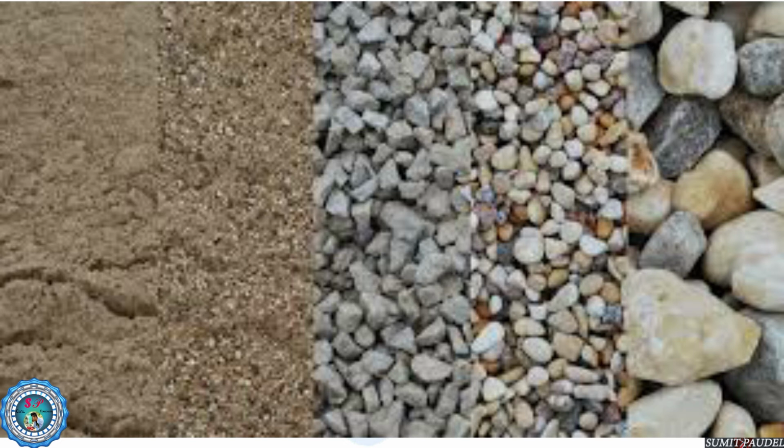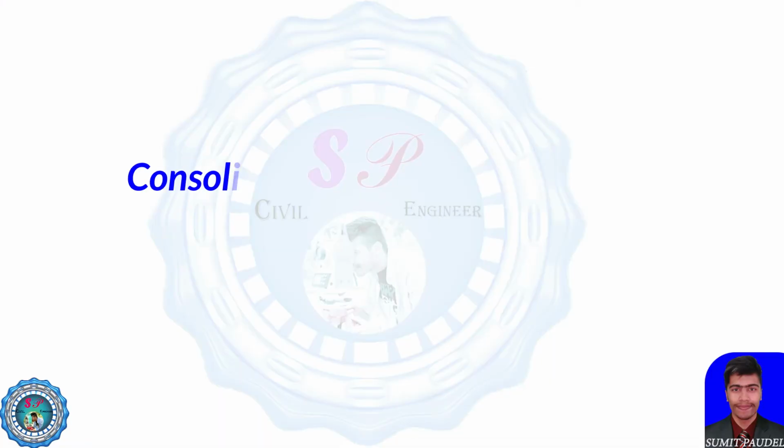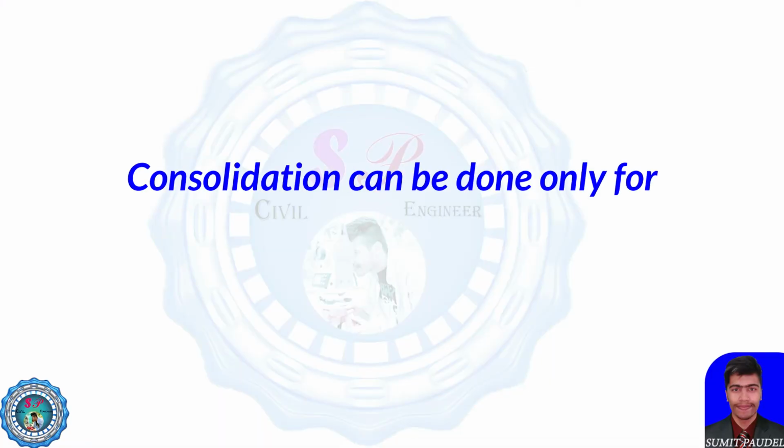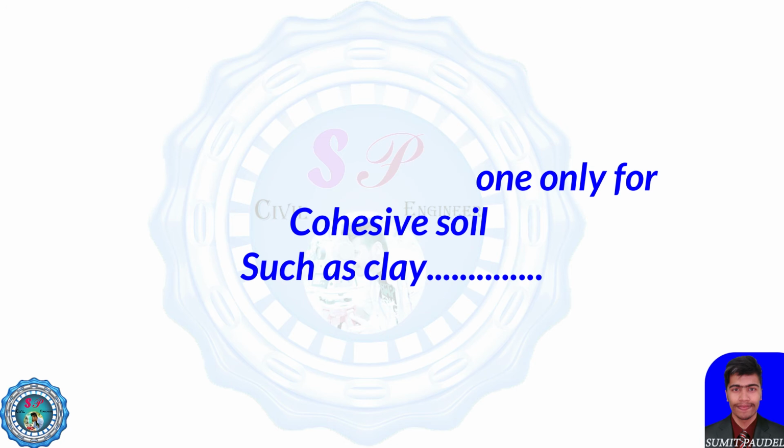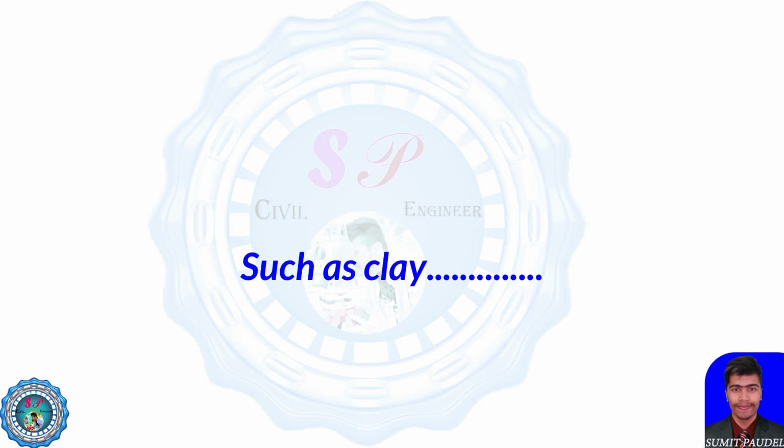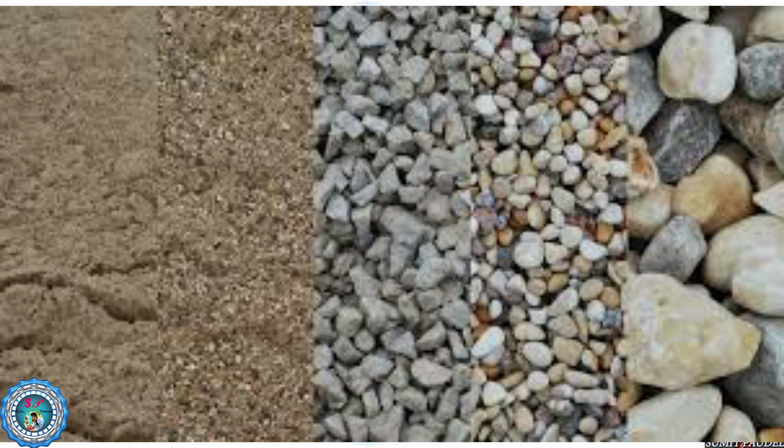For any type of soil we can apply compaction, but consolidation is only for clay soil, which means only for cohesive soil, because for consolidation the soil must be fully saturated, and only clay soil or cohesive soil can be fully saturated, whereas gravel and sand cannot be fully saturated. Only in cohesive soil is consolidation possible.